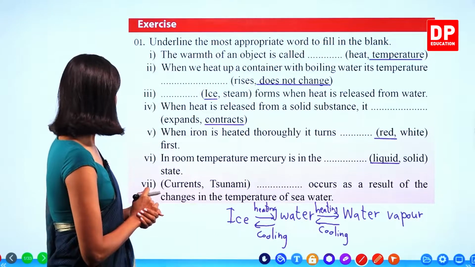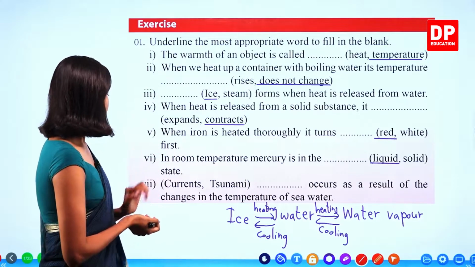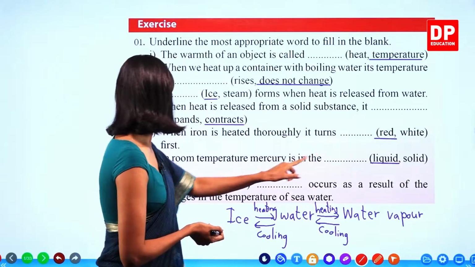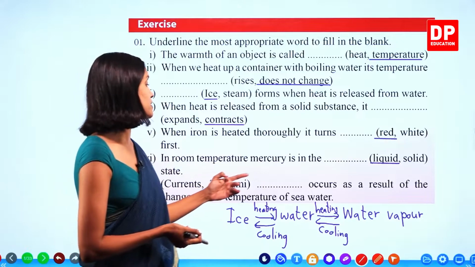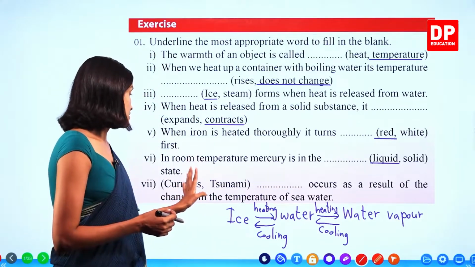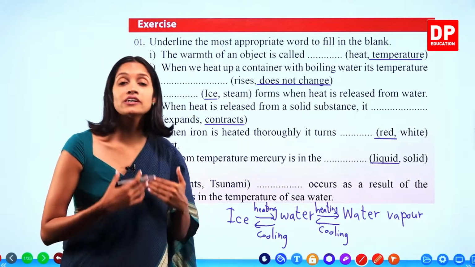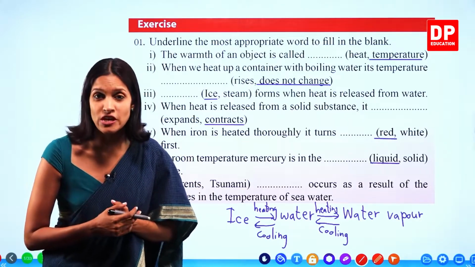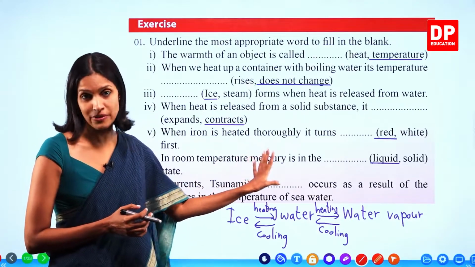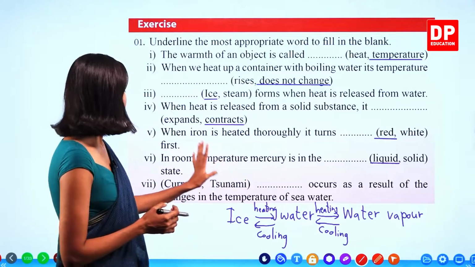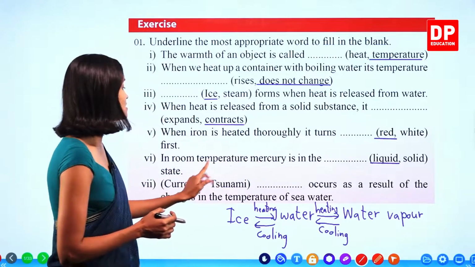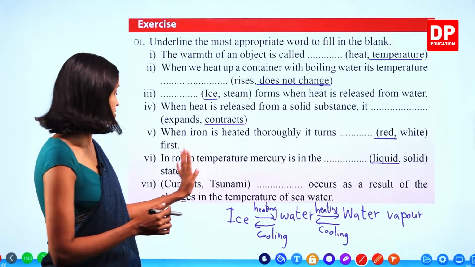Right. Number 7. Currents, tsunami occurs as a result of the changes in the temperature of seawater. You all learn that water currents occur because of temperature changes. Okay? Tsunami is not a result of temperature changes. So, currents occur as a result of the change in the temperature of seawater. Right?